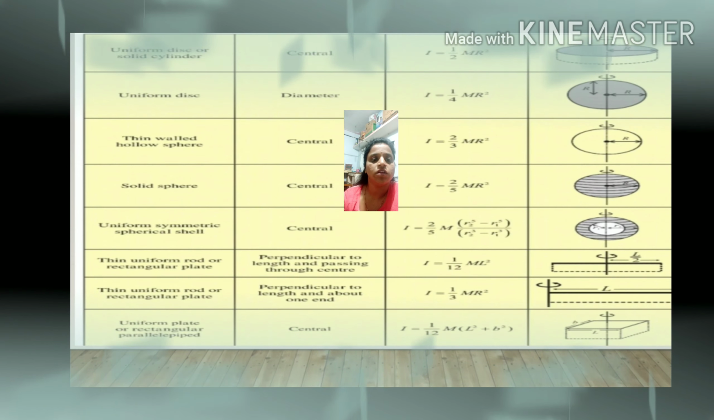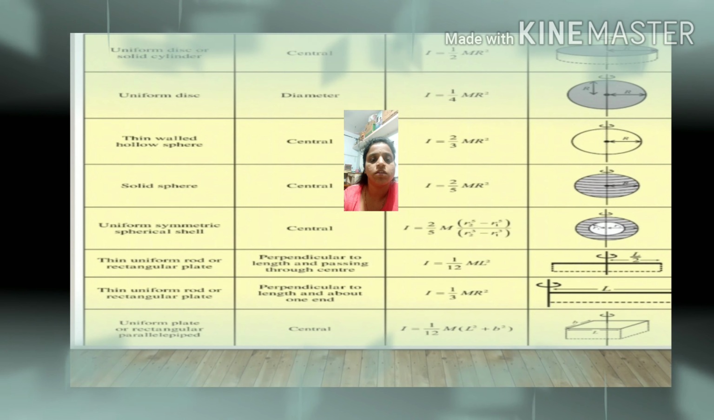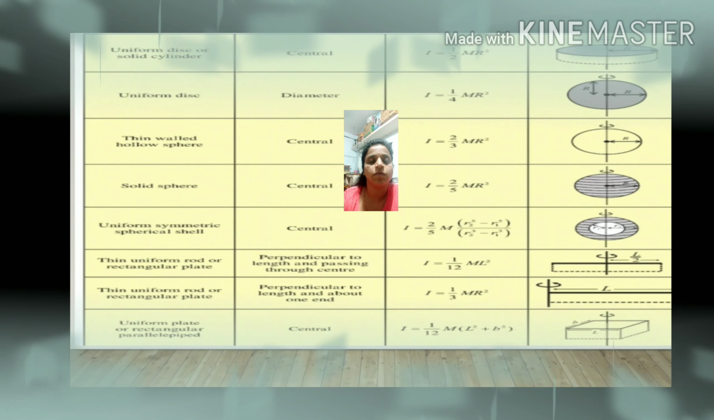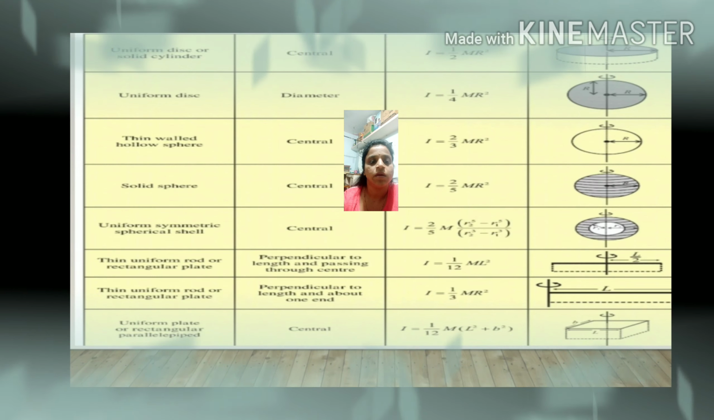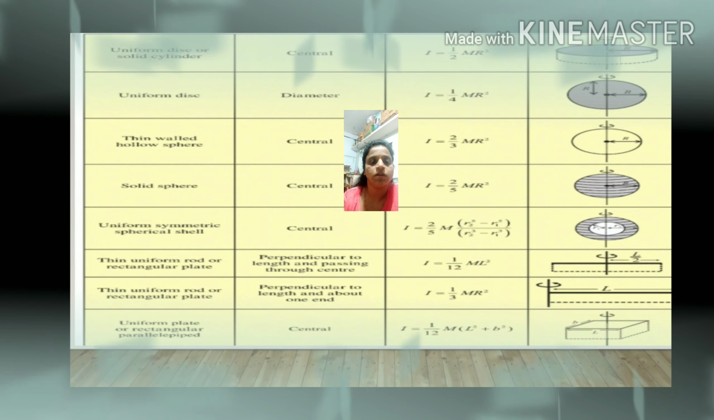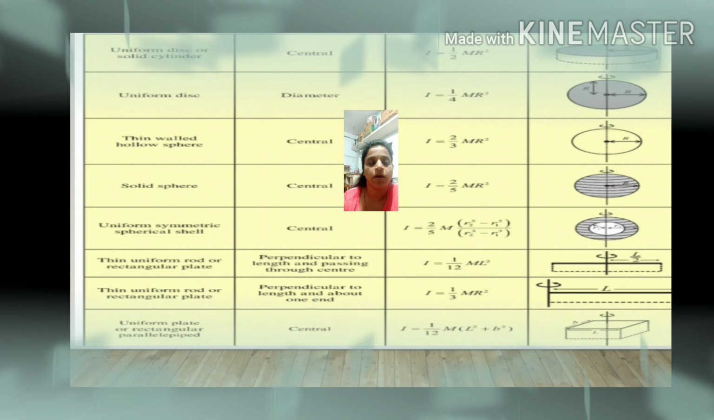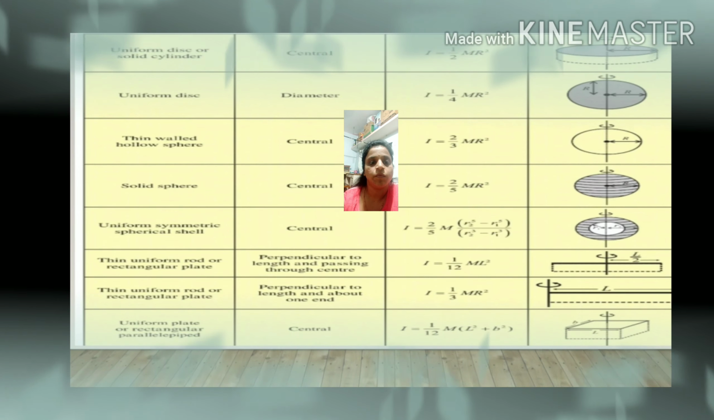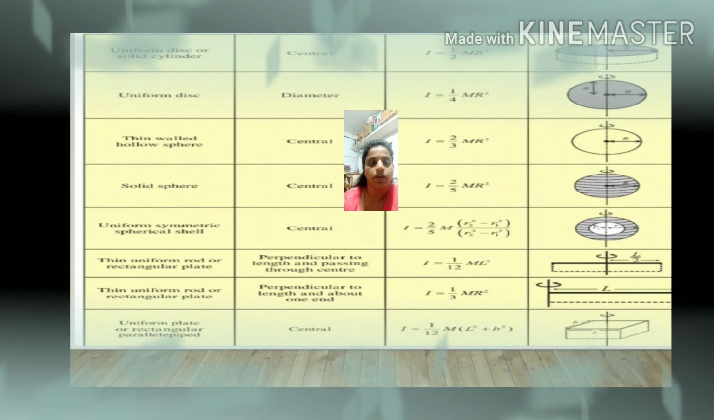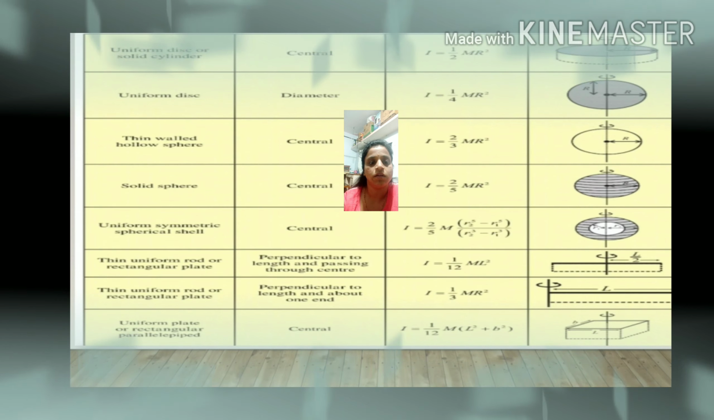Expressions for moment of inertia. See, a uniform disc or solid cylinder which is rotating along the center has the expression I is equal to 1/2 mr square. Then a uniform disk which is rotating along the diameter has the expression I is equal to 1 divided by 4 mr square. Both are disks only, but firstly the disk is rotating along the center, whereas secondly the disk is rotating along the diameter.